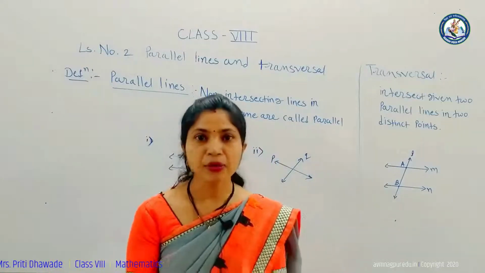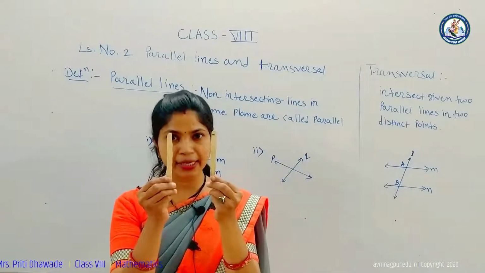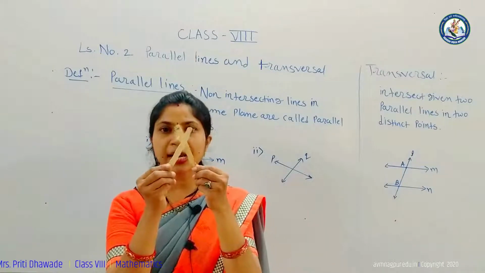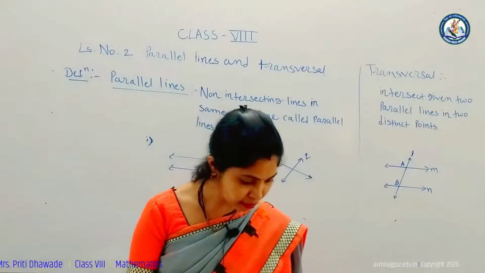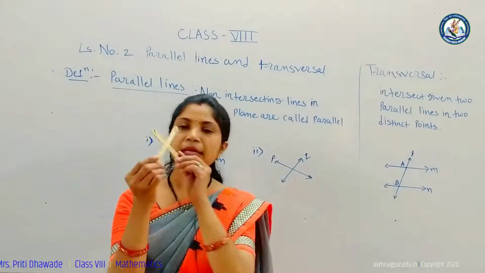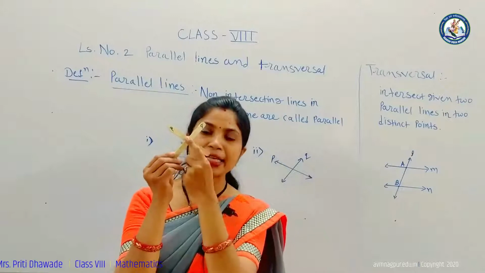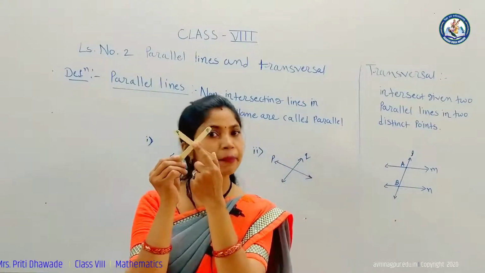For example, look at this. Suppose these are the two lines. They do not meet with each other at any point. So this is an example of parallel lines. Now look at this. These two lines are intersecting each other at this point. So this is an example of not parallel lines.